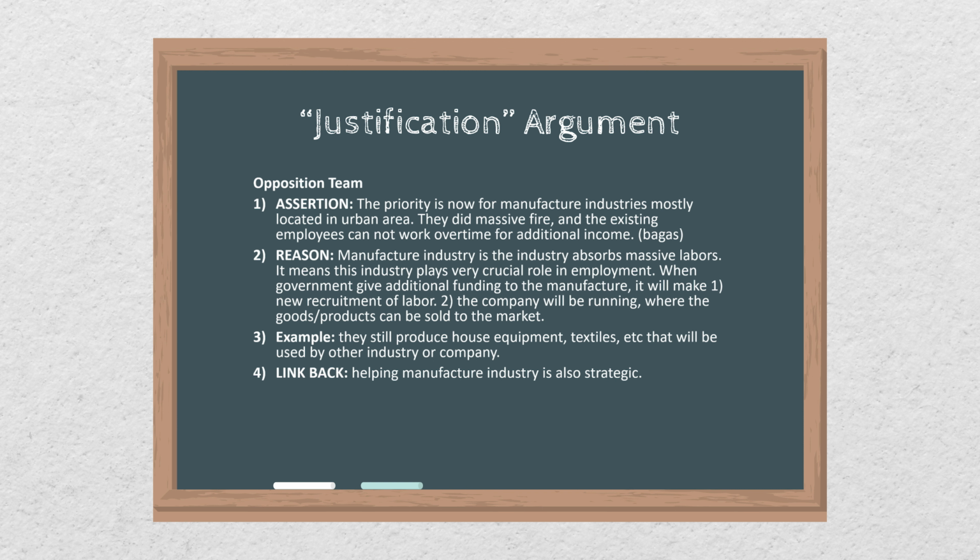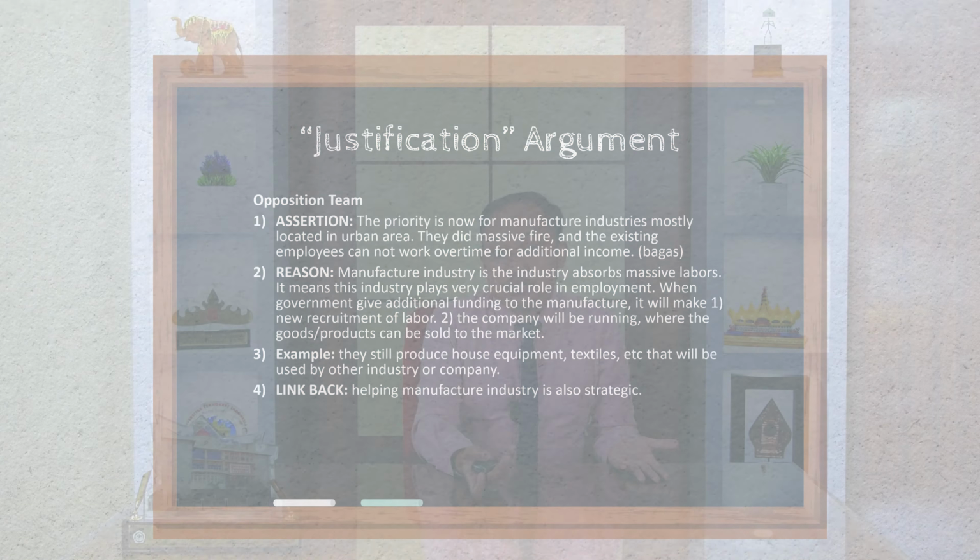When government give additional funding to the manufacturer, it will make, number one, new recruitment of the labor. Number two, the company will be running where the goods and products can be sold to the markets. Okay? And that example, that they still produce house equipments, textile that will be used by other industry, company, or common peoples. And then the link back is that, so by helping manufacturing industry, it will create the strategic impacts for the employments and also for the distributions of goods and services.